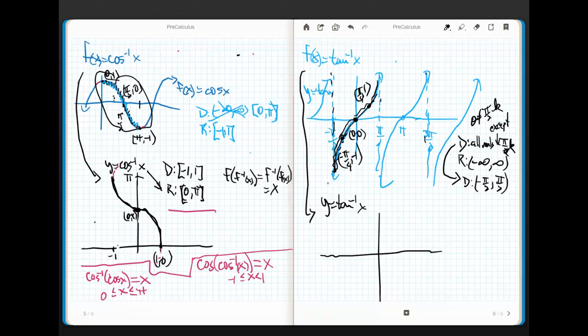Now, here's something cool. Remember, this is x equals negative pi/2, and this is x equals pi/2. Those are my vertical asymptotes. So what does that imply on the inverse? Well, you should know this, right? This is going to be y equals positive pi/2.